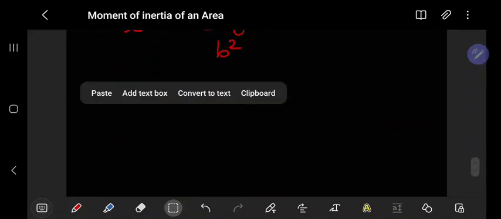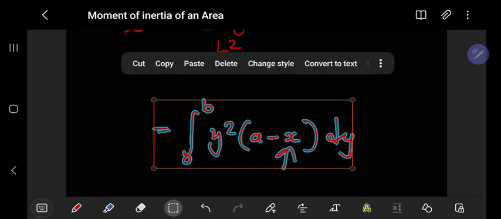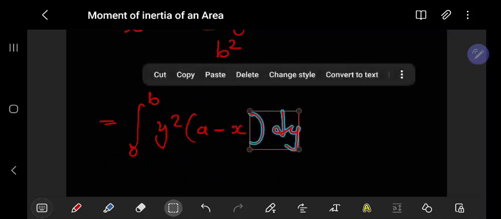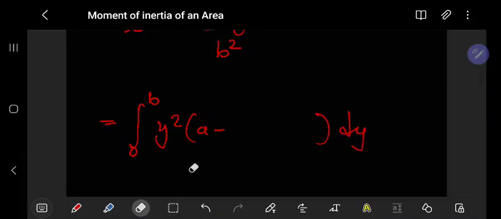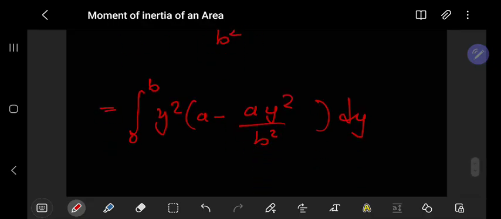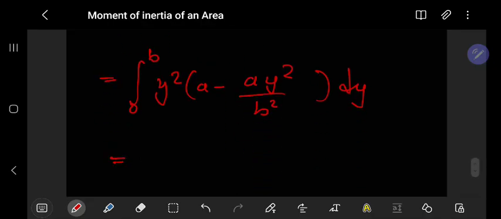Doing that, let's see what we get. We get this. But where there's x, we plug in that expression, which is a y squared over b squared. We now integrate this. So this is going to be first from 0 to b. Bring down a, y squared dy minus a over b squared, a and b are constants now.